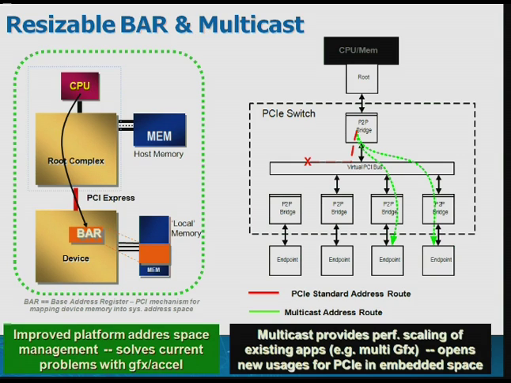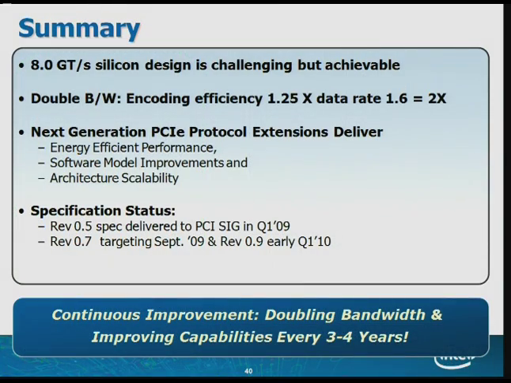So this is the mechanism to allow a more flexible way of managing how much of the local memory will be seen by the system. Multicast came from the embedded and communication space, but I think we found a very good usage model with multiple cards, like multiple GPUs and graphics cards. And in the backup, there are more details on both of these features. Just to quickly summarize, 8 gigatransfers per second, the third generation, Gen 3 PCI Express signaling, is still challenging, but we believe it's achievable.